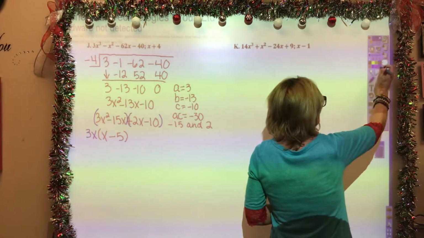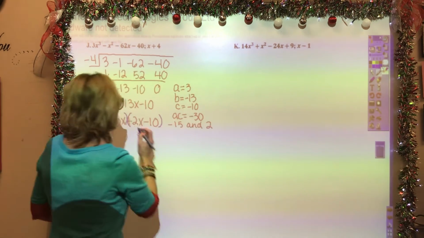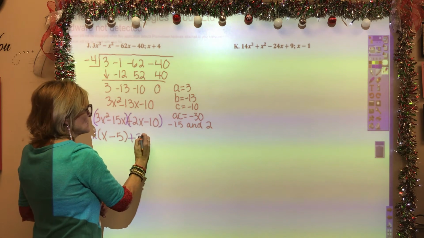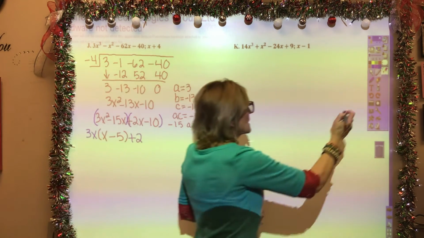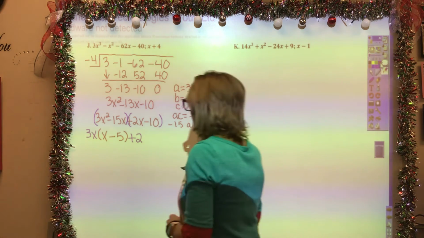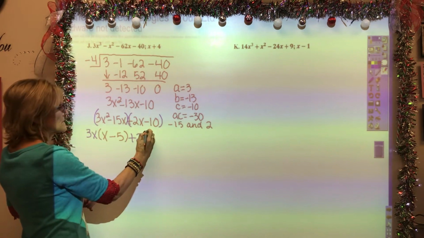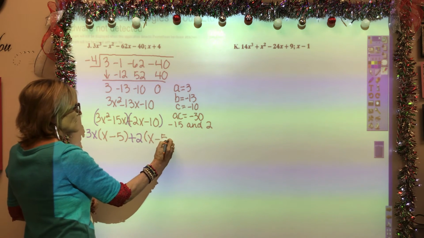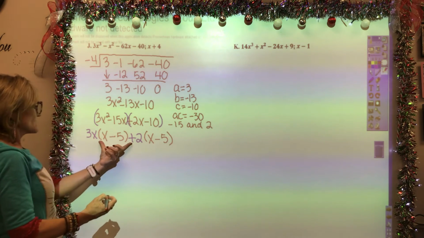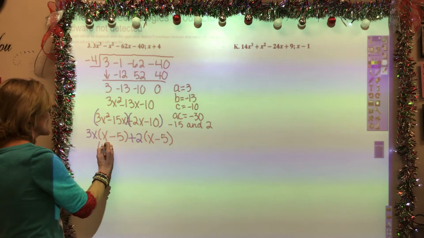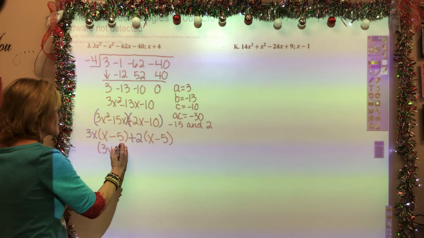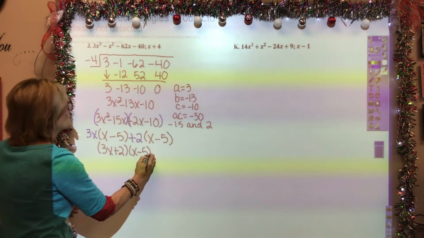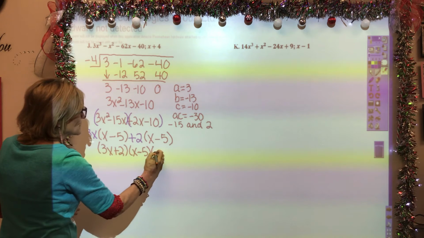Then from the second parenthesis, we always want to pull out the sign, so we're going to factor out a positive. The greatest common factor is a 2. So we're going to divide 2x by 2, which will give us x. Negative 10 divided by 2 will give us negative 5. Hopefully you can see that our factors will be 3x plus 2, x minus 5, and our initial factor of x plus 4.